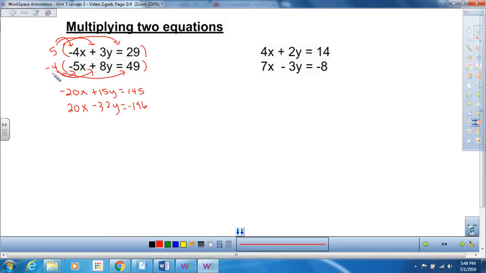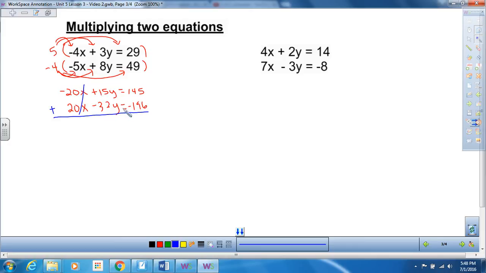Okay, so the reason why I did that negative 4, so then I had opposites, so negative 20 and positive 20. So I can just add down. If you didn't do the negative 4 and you had negative 20 and negative 20, since the signs are the same, you would have to subtract. And I just think adding is easier. You're less likely to make mistakes. Okay, so the x's eliminate.